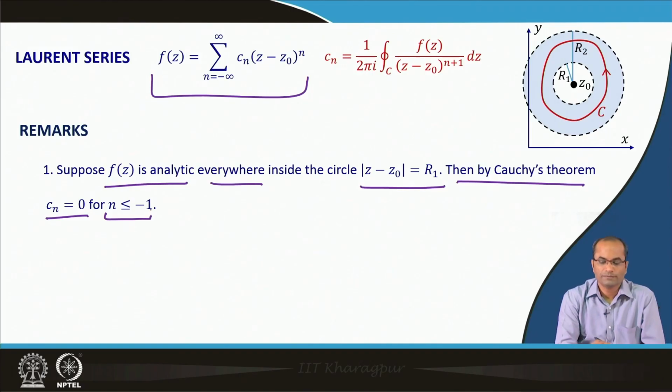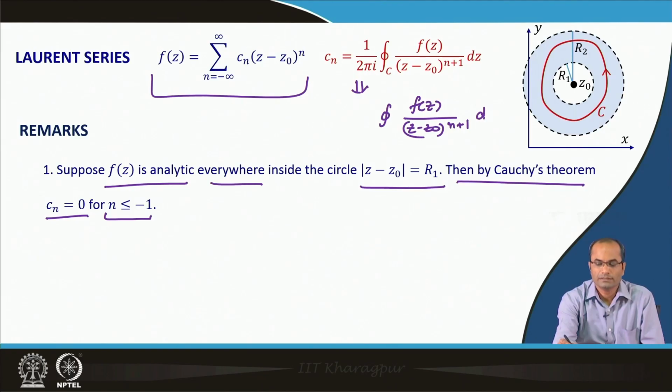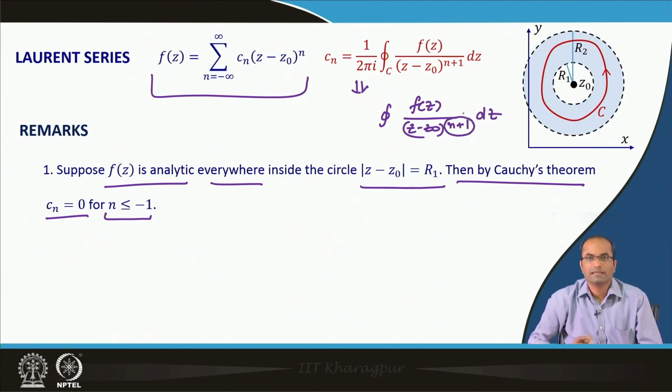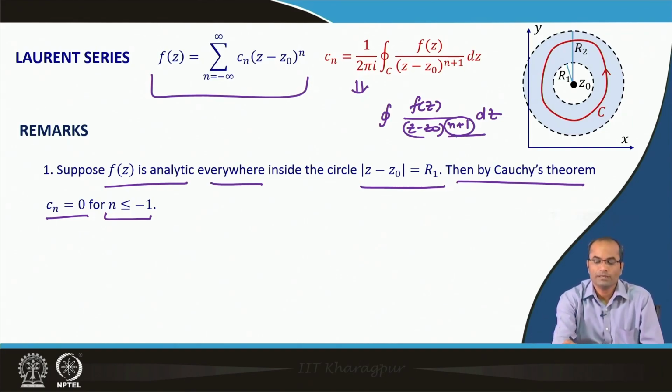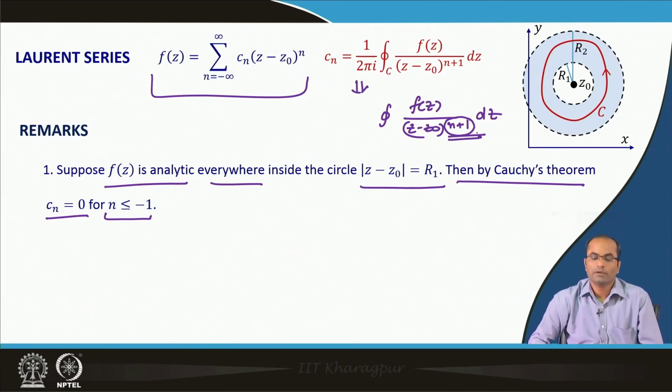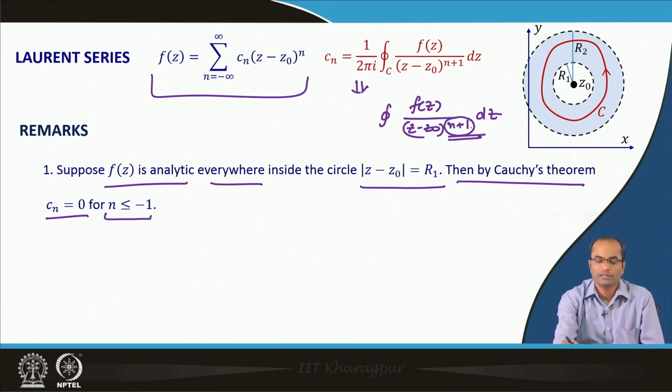So, what will happen, why is Cn 0? Just consider this was our Cn: 1 over 2 pi times the integral of f(z) over (z minus z0) to the power n plus 1. If we consider this integral and n is less than or equal to minus 1, then this power will be a negative number or 0. So, either there will be a 0 power, which means the integral will reduce.